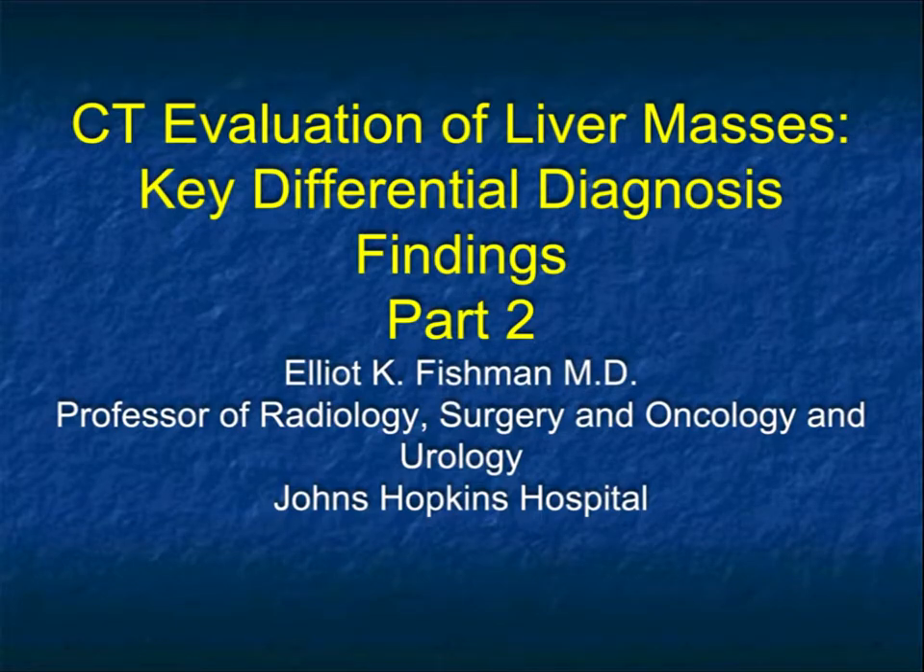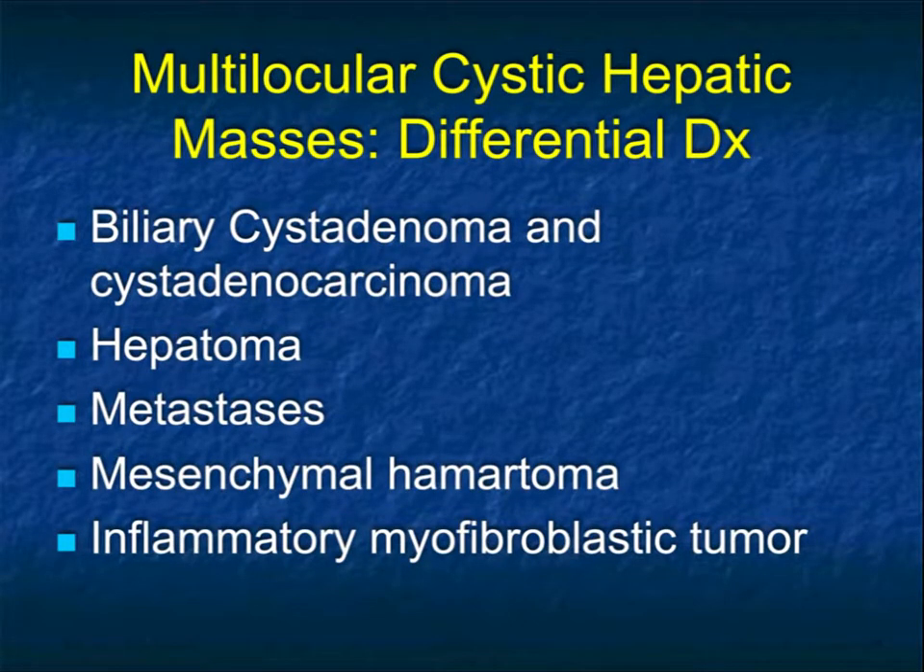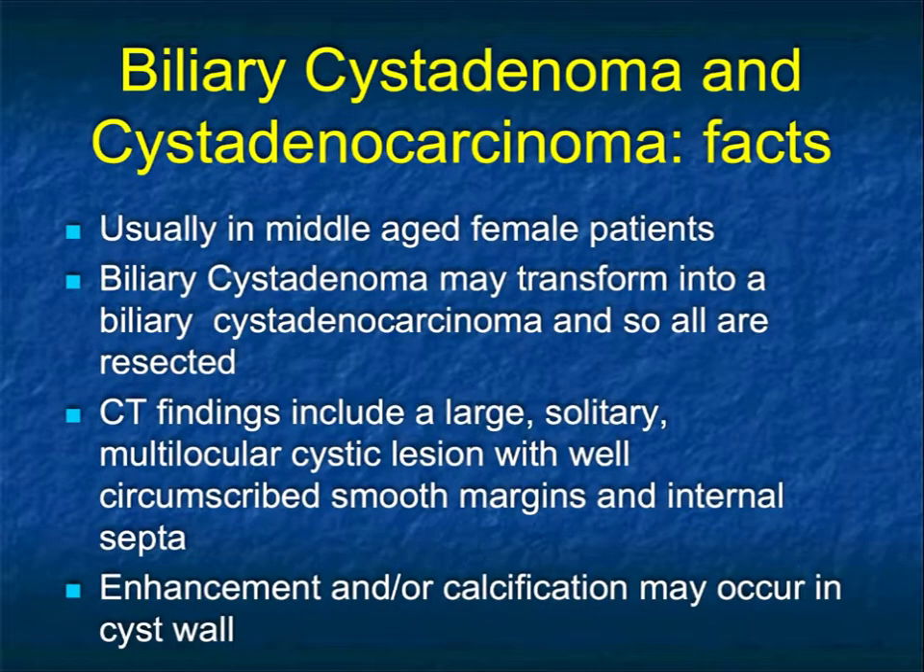Hi, this is Elliot Fishman, and welcome to part 2 of our CT evaluation of liver masses, looking at key differential diagnosis points. We spoke at the end of the last talk about cystic liver lesions, and I mentioned some of the multilocular cystic hepatic masses in the differential included hepatoma, metastasis, particularly cystic mets like ovarian cancer and GIST tumors, mesenchymal hamartoma, and a very unusual entity, inflammatory myofibroblastic tumor. We also talk about biliary cystadenomas and cystadenocarcinomas.